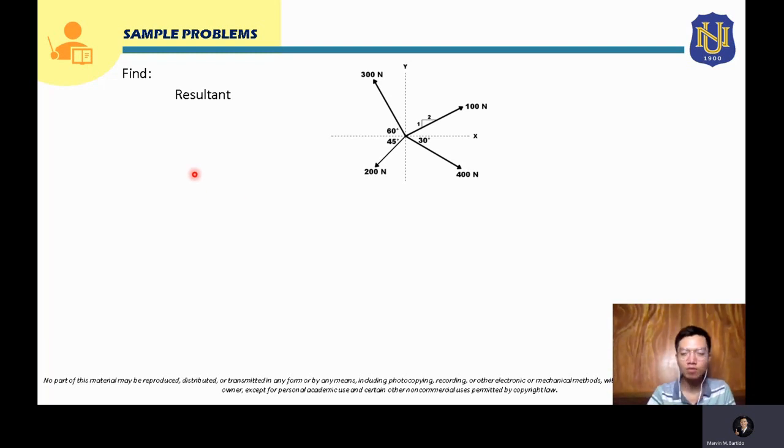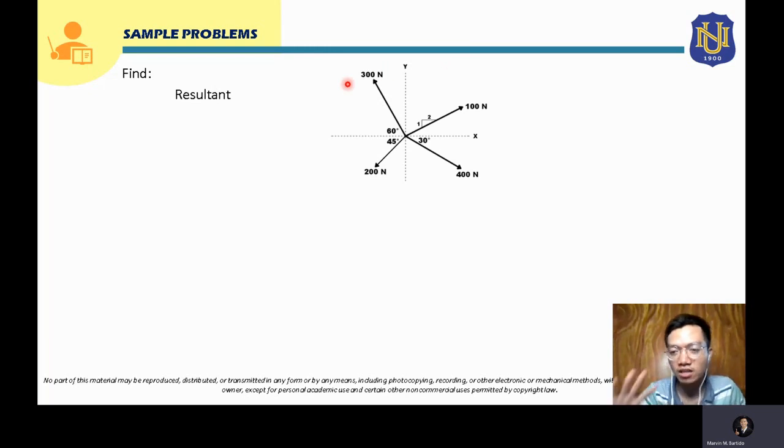So again, you have to write first what is being asked in the problem. What is being asked in the problem is the resultant. Again, we have to solve for the magnitude, for the direction, and for the theta x. Okay, so again, this is the given.